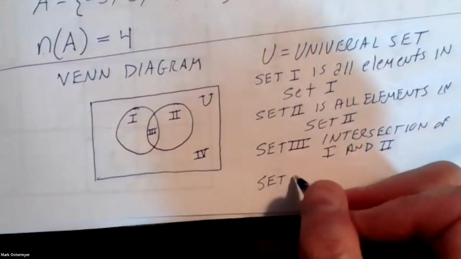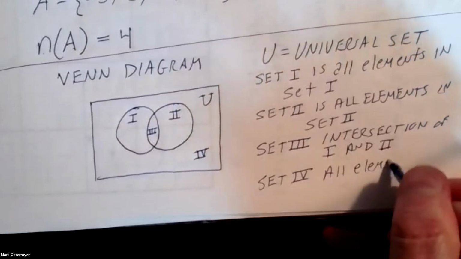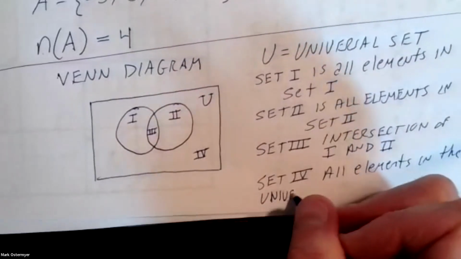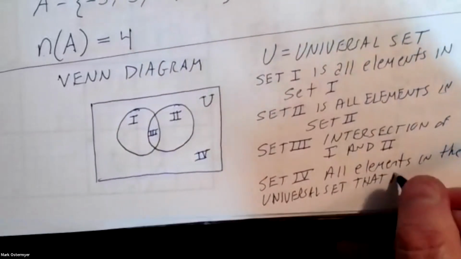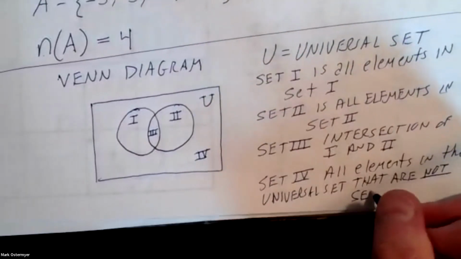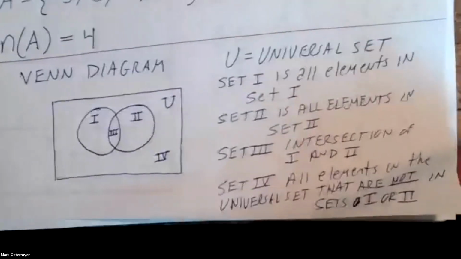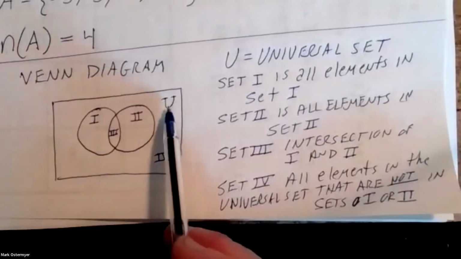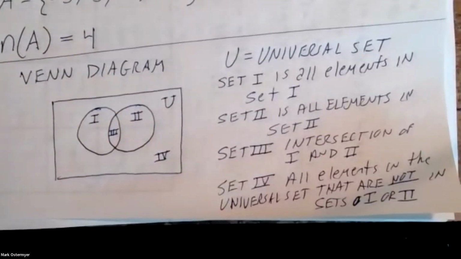Set 4. Set 4 consists of all elements in the universal set that are not in sets 1 or 2. So out here, set 4 consists of all elements that belong to the universal set and yet are not found in set 1 or 2. Any questions about that?